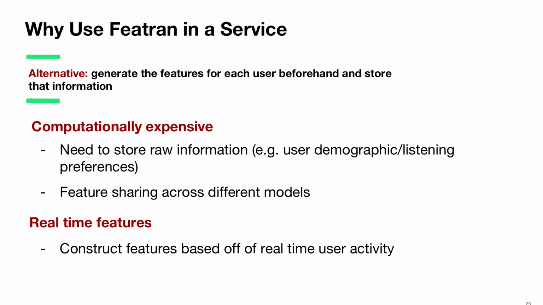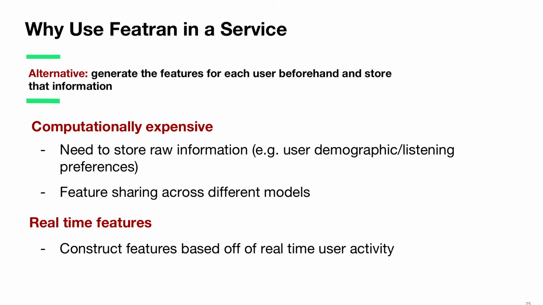OK, so one question is, why use Featran in a service itself? What we could do is generate the features for each user beforehand and store that information. That way we don't actually have to construct the features in a service. And there are 2 reasons for doing that. First off, it's computationally expensive to do. So what we do need to store, though, is the raw information about each user and song. And that is OK, because that also allows us to do feature sharing across different models.